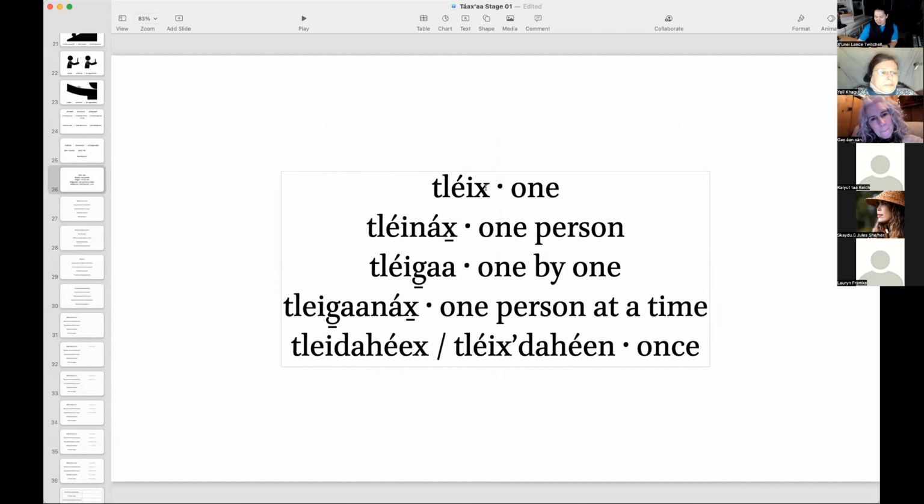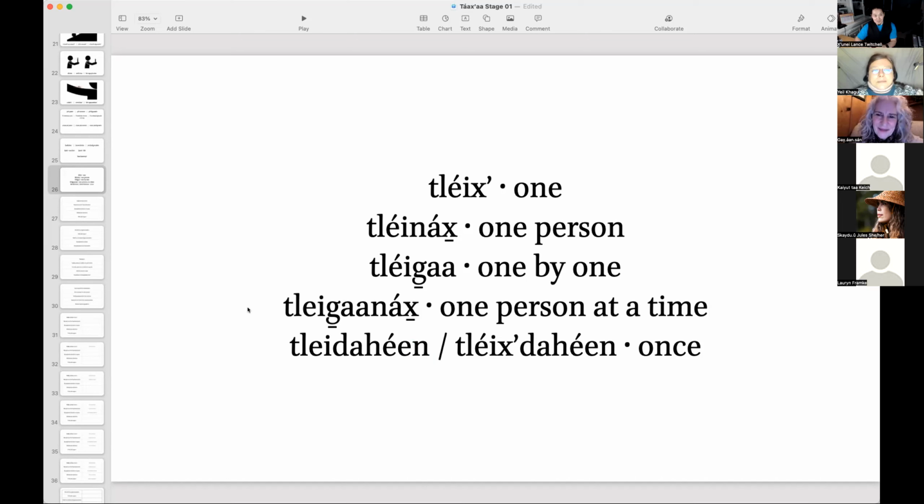And I was missing that. So there's kleich, kleinach, kleicha, kleicha nach, kleidehin. What am I doing? I can't talk and type at the same time today. Okay, so there it is. Now you can count everything.